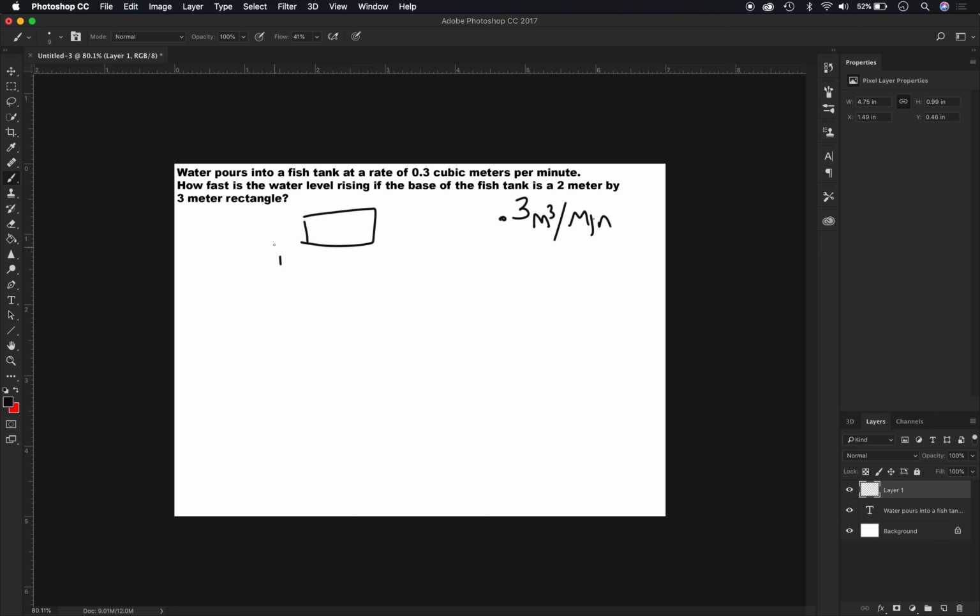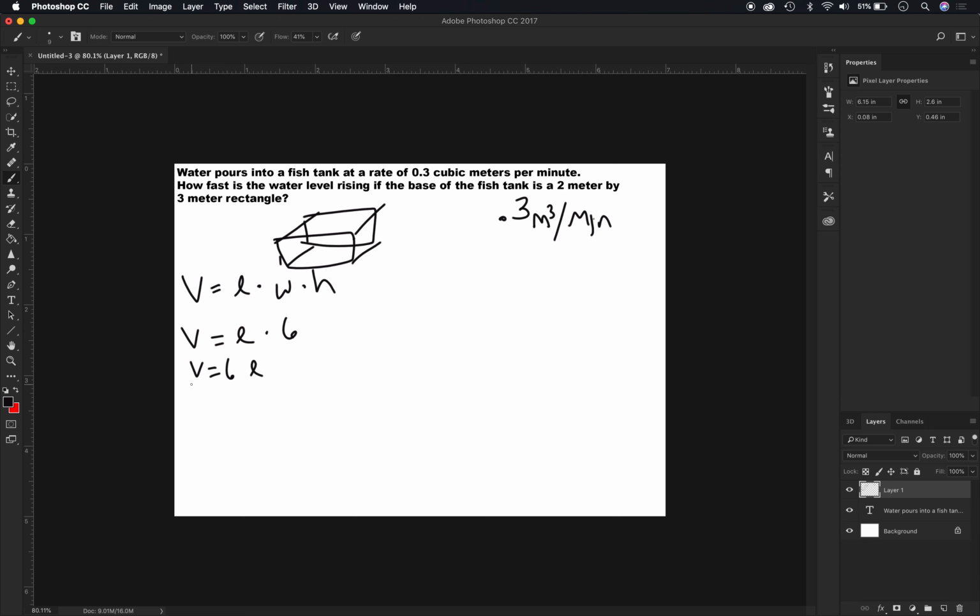So first we're going to draw a rectangle. Nice little rectangle. It looks like garbage, but it's okay. And what's the volume of a rectangle? Okay. So we have 2 by 3, so we can do V equals L times 6, because 2 times 3. So V equals 6L. Length times width.